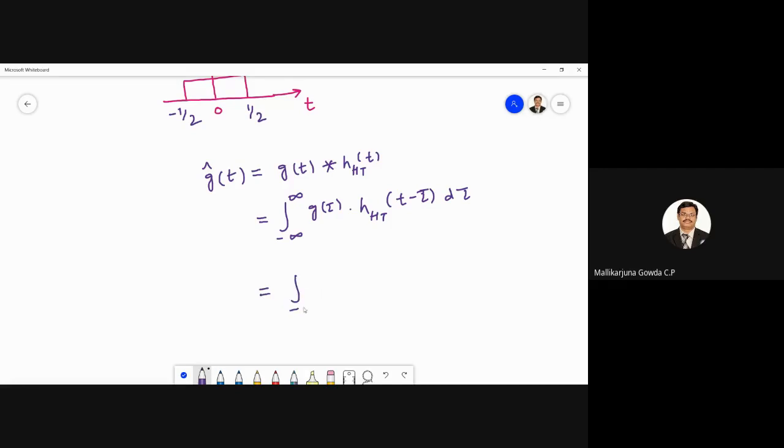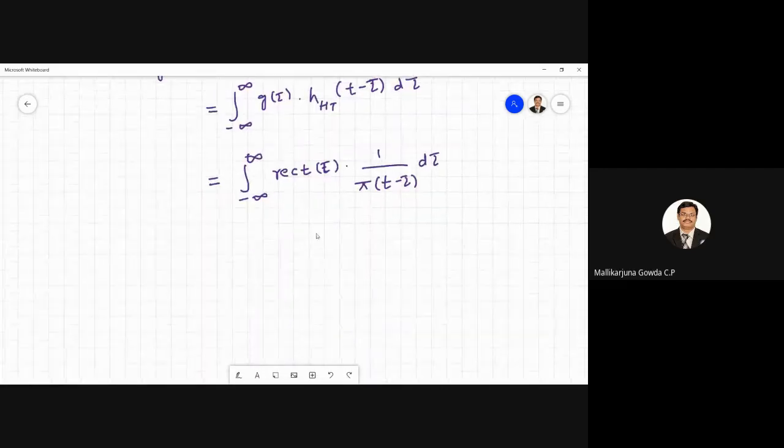I can write the integral from minus infinity to infinity of my rectangular pulse, rect of tau, into 1 by pi of t minus tau, d tau. Now I know this rectangular pulse exists over what interval? From minus 1 by 2 to plus 1 by 2, and its value is 1. So now I can change the limits and substitute its value.